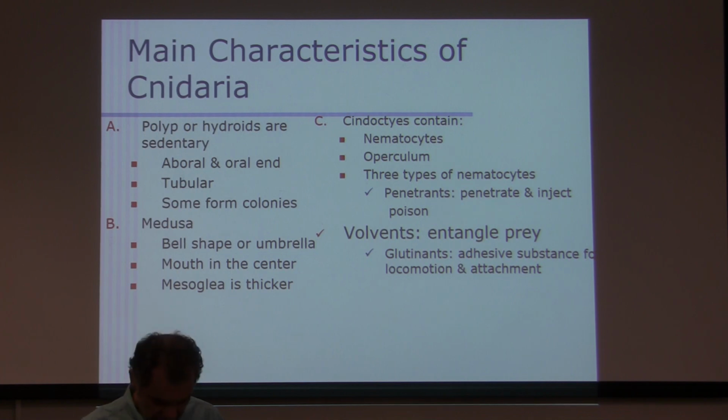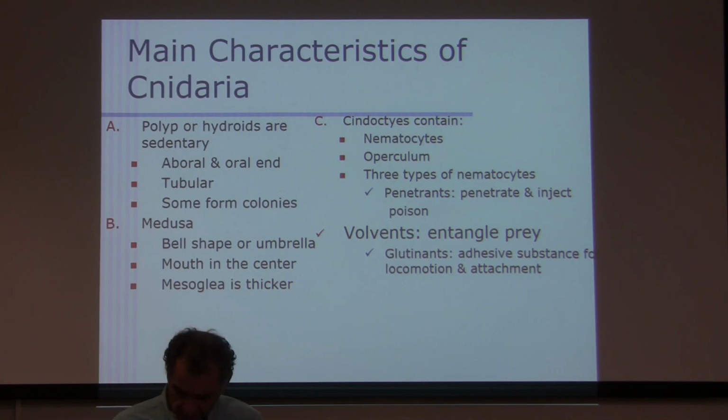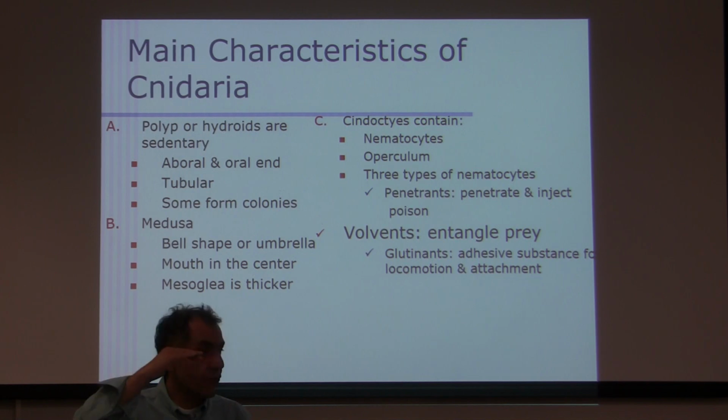Okay? Then inside of the cnidocyte, that red is the nematocyst. Right here, that's a nematocyst. And they call this the filament. This is the filament of the nematocyst. And then the operculum is the flap for the rest of the semester. Anytime you see the term operculum, it means a flap.